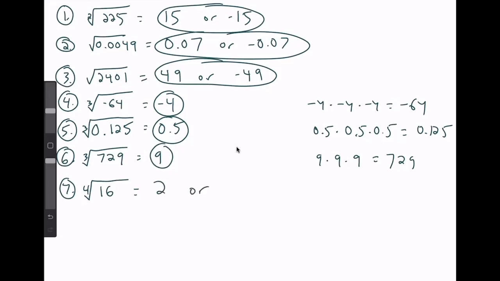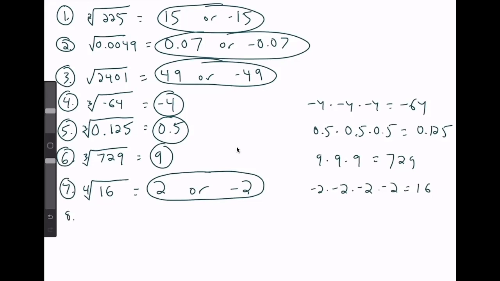or -2. Now, here's the reason why. -2 times -2 times -2 times -2 is equal to 16. -2 times -2 is +4. +4 times -2 is -8. -8 times -2 is +16. Right? So that's a real solution.